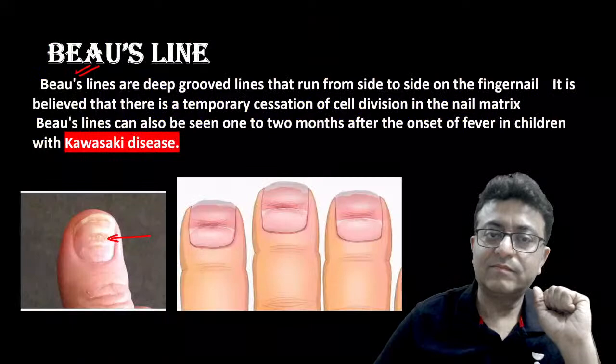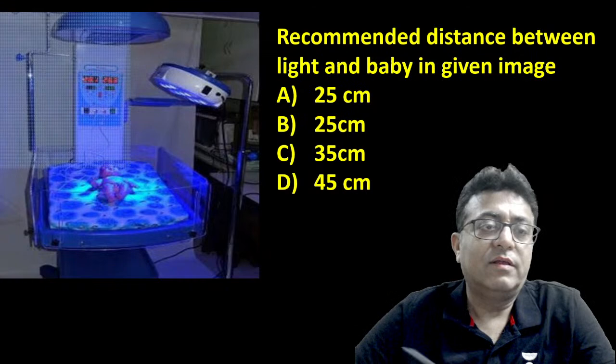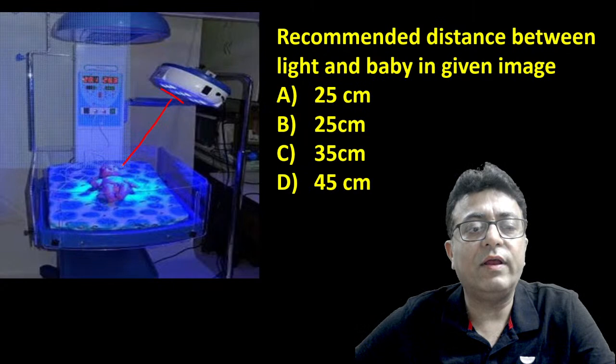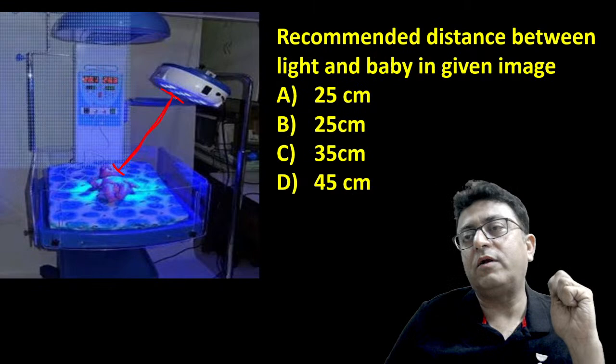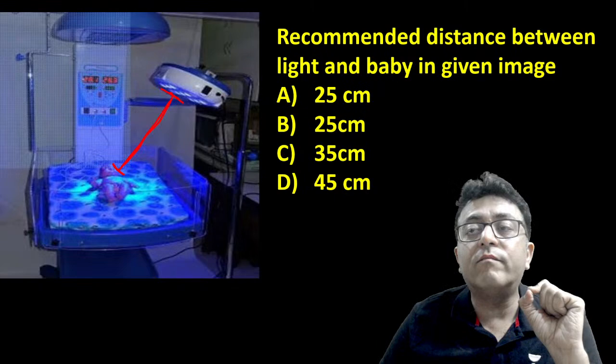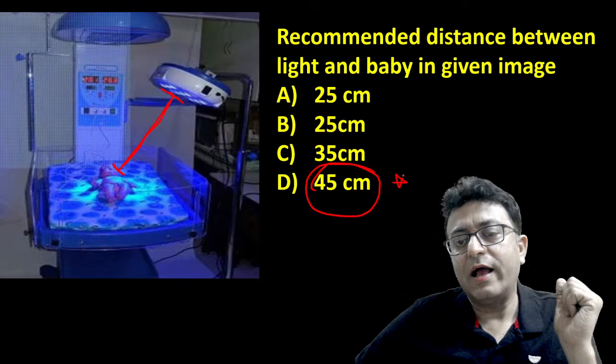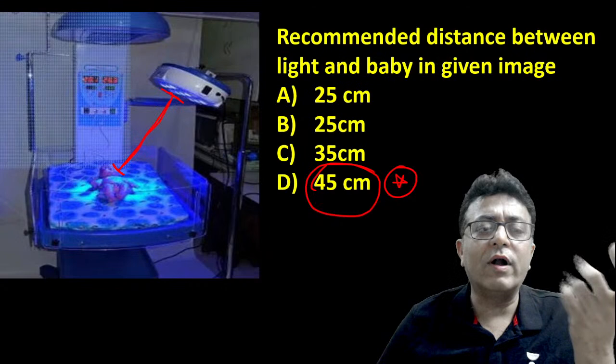Answer. So what is this? Child receiving phototherapy. This is the phototherapy machine. Ideal distance between phototherapy and child. You can keep phototherapy near or far, but there should be an ideal distance. Distance between phototherapy and baby is 45 centimeters. Remember this. IAP guideline. Common question asked in MBBS neonatology quiz. What is the distance between phototherapy and babies? 45 centimeters.